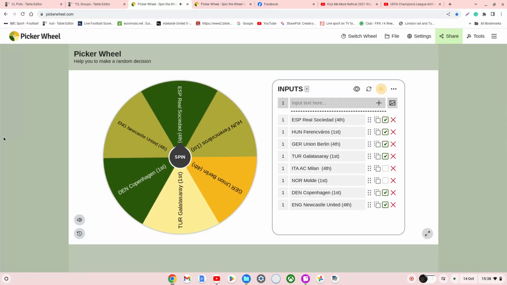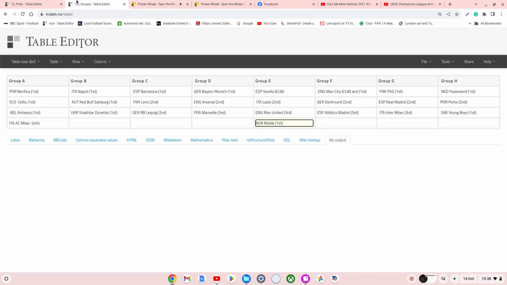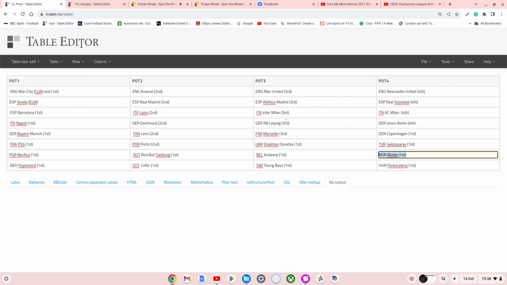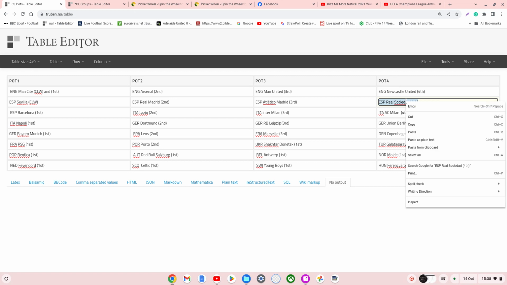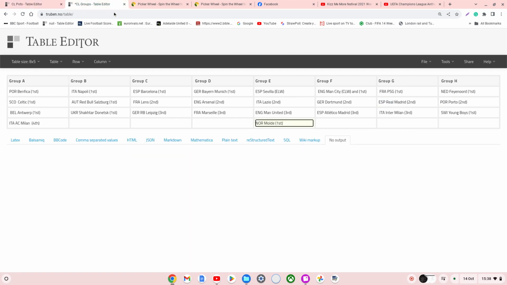and it's Real Sociedad from Spain. Real Sociedad. Barcelona on the left. Sevilla on the right, Real Madrid on the right, and Atletico Madrid on the right as well. So they only can be on the left hand side, and they can't play Group C because of Barcelona. So they only have 2 options.